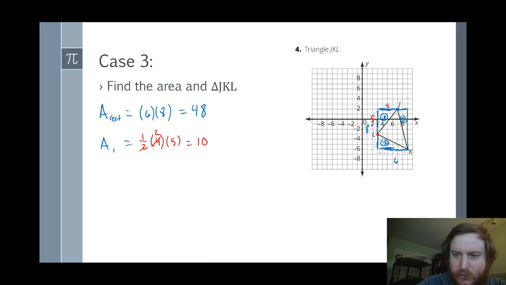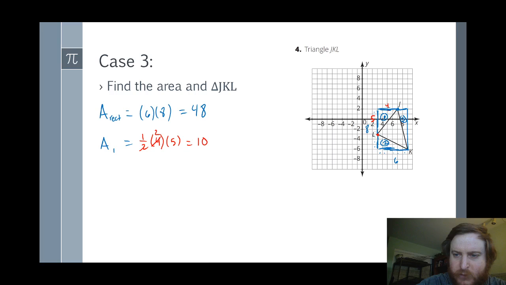Okay, our height is the whole thing, 1, 2, 3, 4, 5, 6, 7, 8. And the base is 1, 2. So we'll do 1/2 times that base was 2 times that height was 8. We get 8. Okay, so how are we going to get the area of this inside piece?